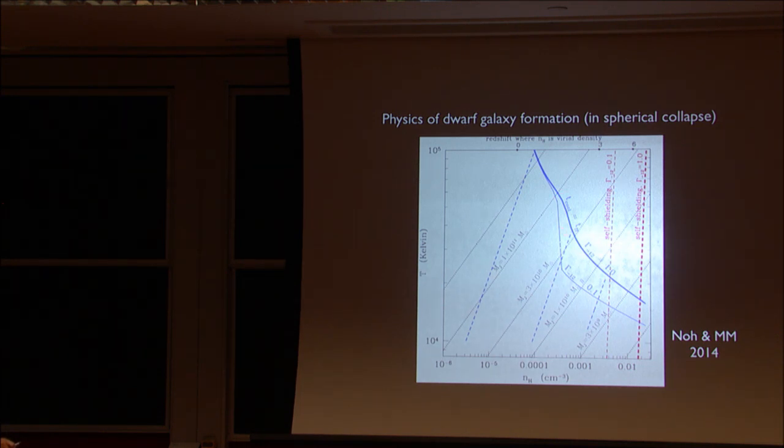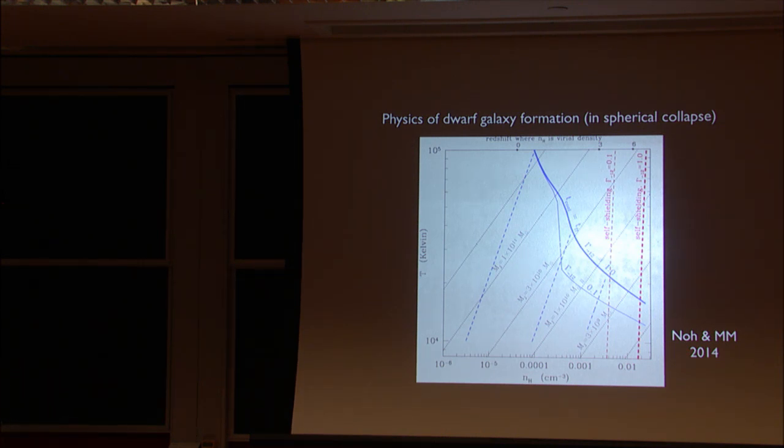I can plot the temperature and density where collisional cooling becomes important for various values of the ionizing background. This is the ionizing background level observed between redshift 0 and 2, and this is roughly between 2 and 5. And also that at redshift 6, the ionizing background is kind of this level. So this is where the gas is able to cool within a dynamical time via collisions. And so now we can plot trajectories of collapsing particles.